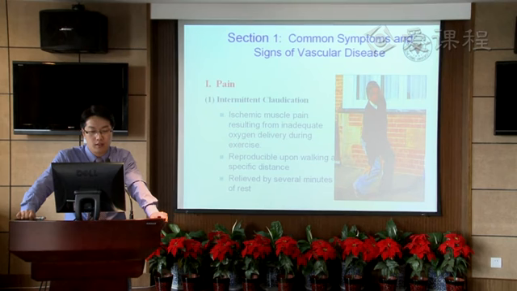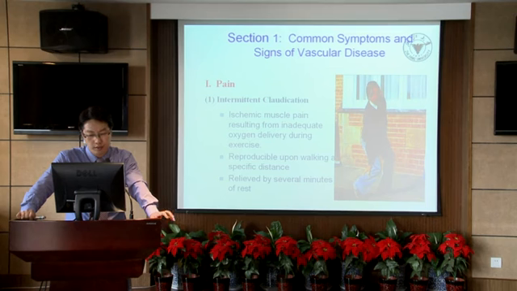First, the pain. One is the intermittent claudication. Like the right photo, when a person is walking, he suddenly feels low extremity pain. That is intermittent claudication. The characteristic of ischemic muscle pain resulting from inadequate oxygen delivered during the exercise. Second is reproducible upon walking and spatial distance. The third is relieved by several minutes of rest.